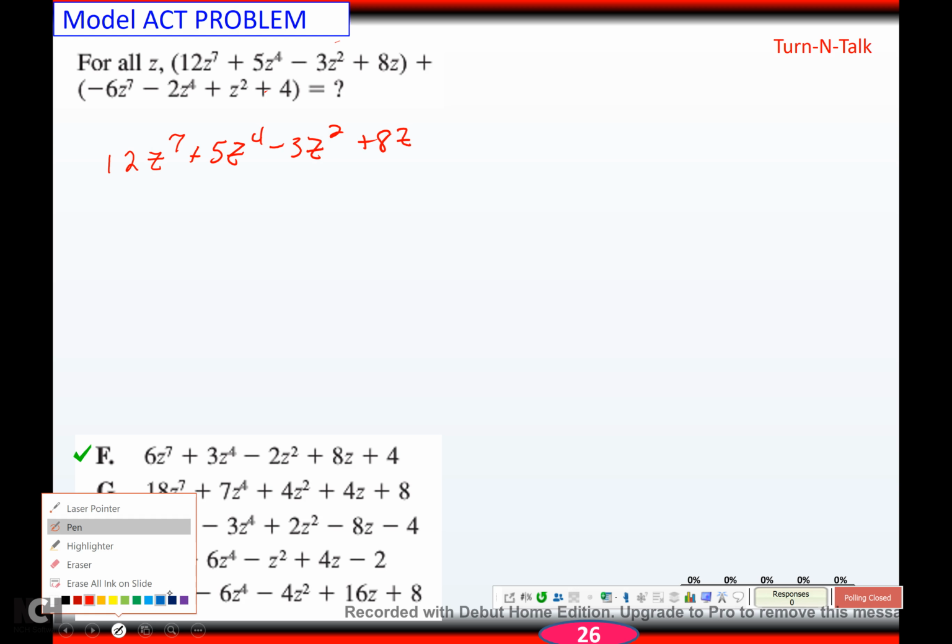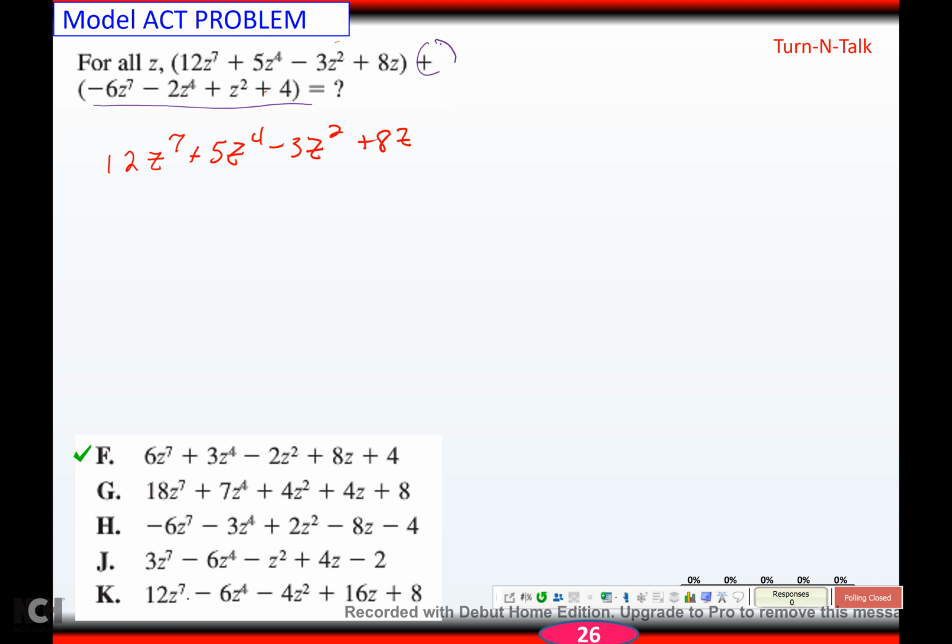Now, because I'm adding that polynomial, none of these signs will change. If that was a minus, all of those signs would change. But they're not going to change because I'm adding. So that's going to stay minus 6z to the 7th minus 2z to the 4th plus z squared plus 4.